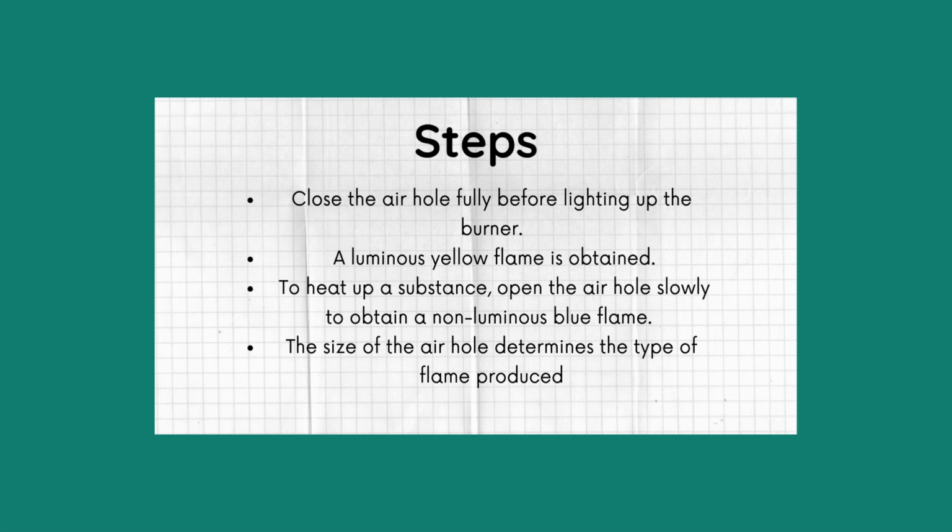Now this, you have to pay attention to. If you do it wrong, you actually might get hurt. First step, you close the air hole fully before lighting up the burner. Then a luminous yellow flame will be obtained. To heat up the substance, open the air hole slowly. Don't do it quickly, slowly. If you do so, you obtain a non-luminous blue flame. The size of the air hole determines the type of flame produced.